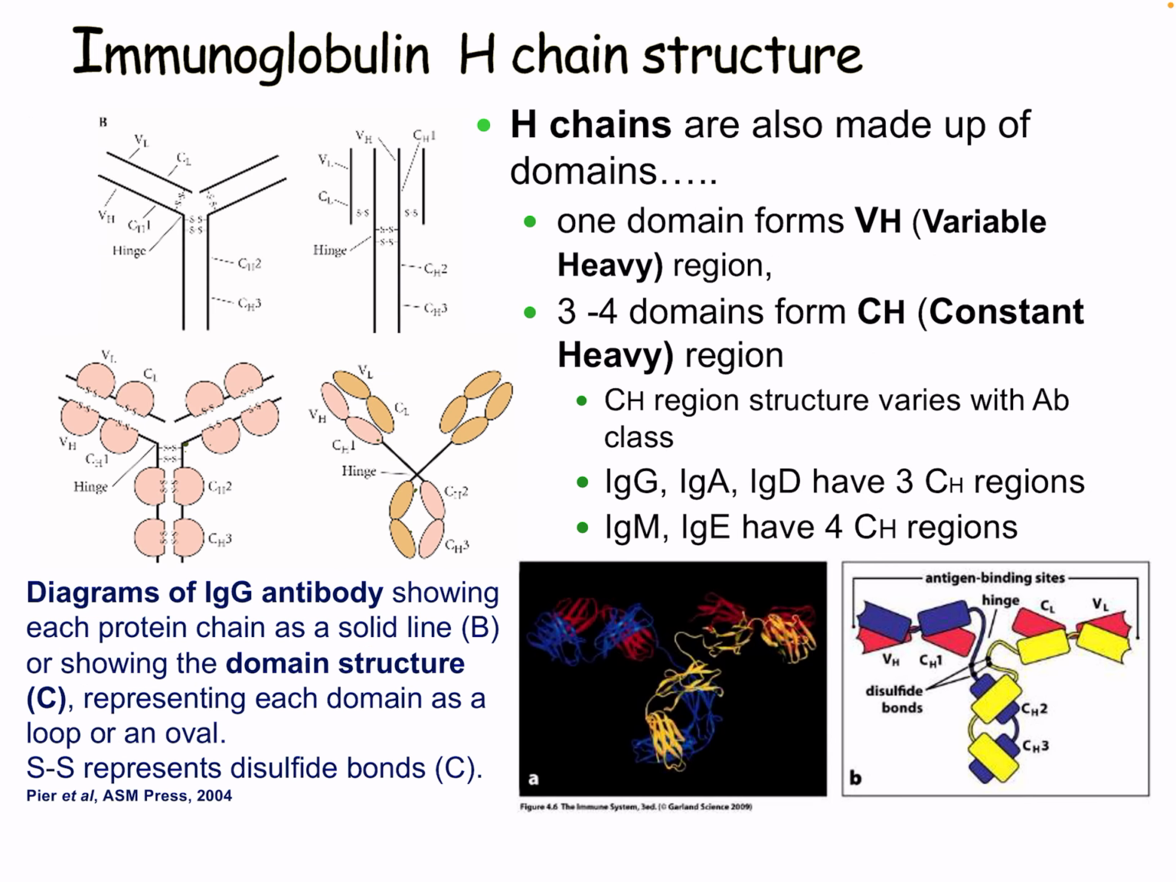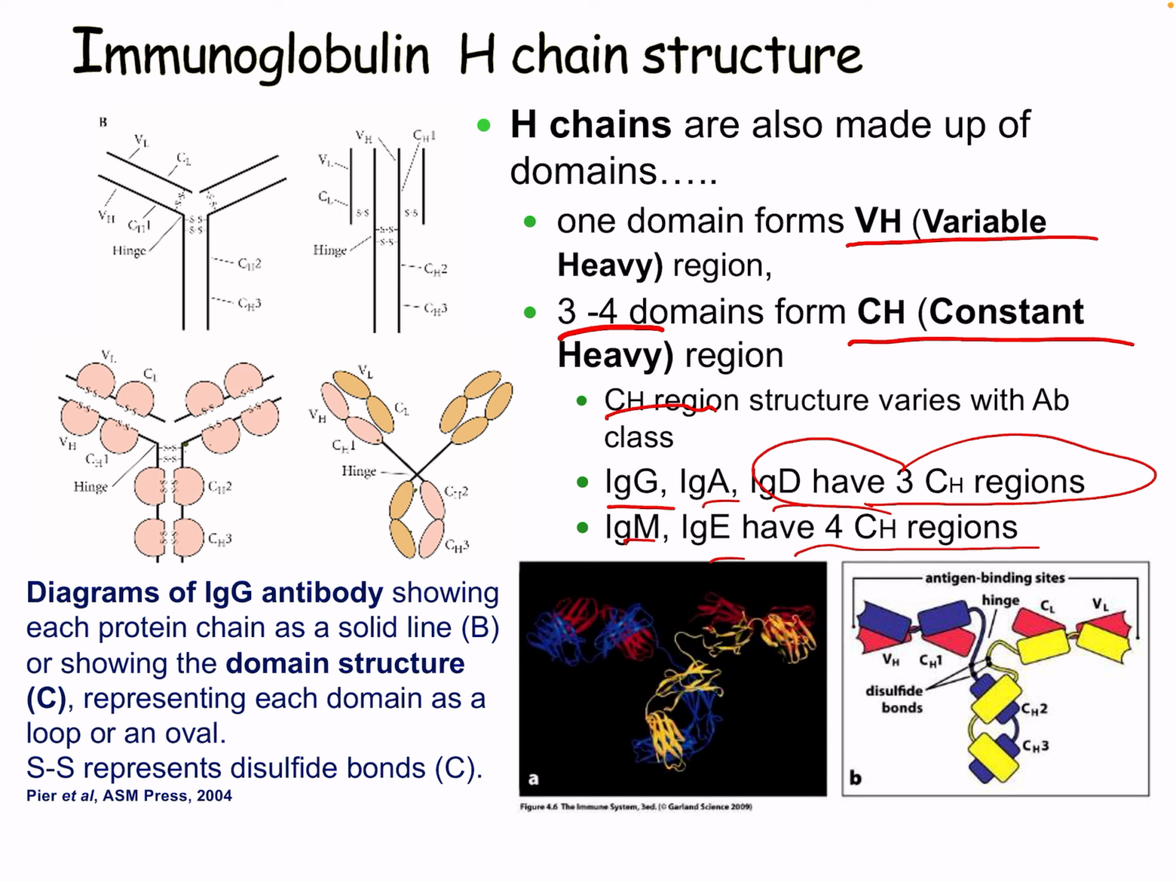So, the heavy chain. The heavy chains are also made up of domains. There's one domain for variable heavy, and 3 to 4 domains for the constant heavy region. The constant heavy region structure varies with antibody class, as we said. This includes G, A, and D, which have 3 constant heavy regions. IgM and E have 4 constant heavy regions. So here we can see an example of constant heavy regions 1, 2, and 3, but again, these have 4.